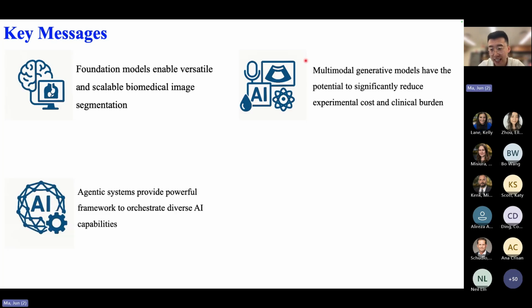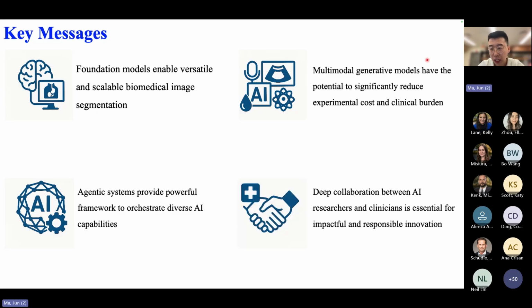Number 3, agentic systems provide a powerful framework to unify diverse AI models. These systems act as intelligent coordinators that can plan, reason, and interact with environments, making it possible to combine multiple AI tools into end-to-end workflows. And finally, this progress is possible via deep collaboration between AI researchers and clinicians. In addition to showing our AI capabilities, I also hope this presentation can motivate more collaborations.